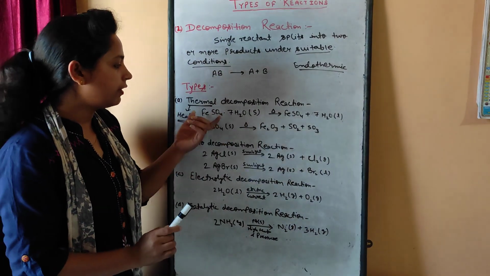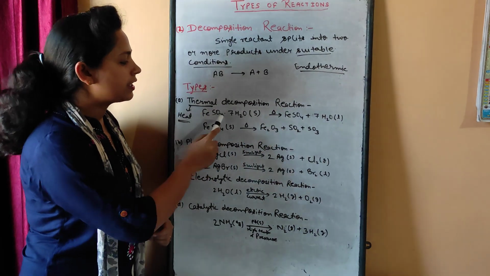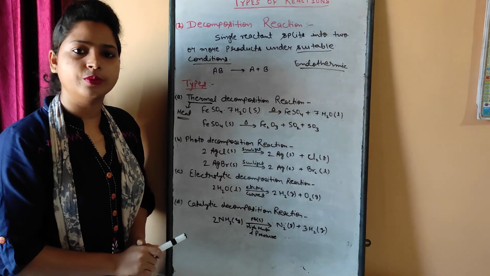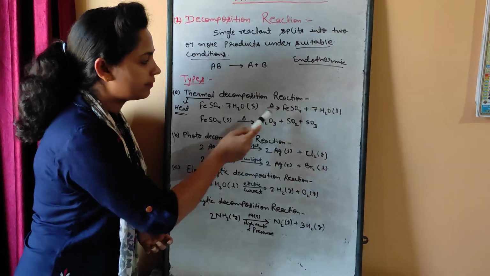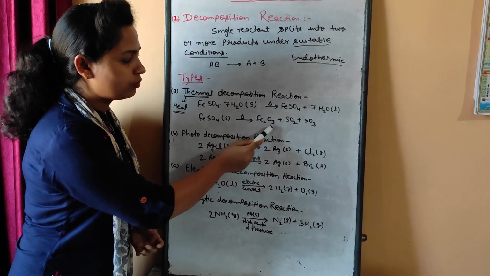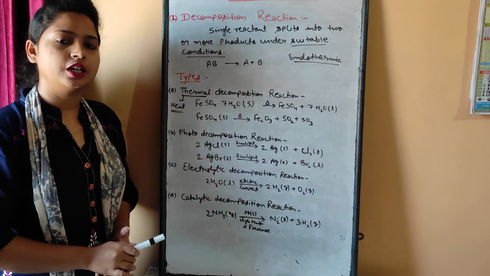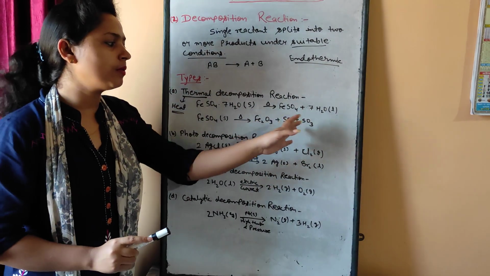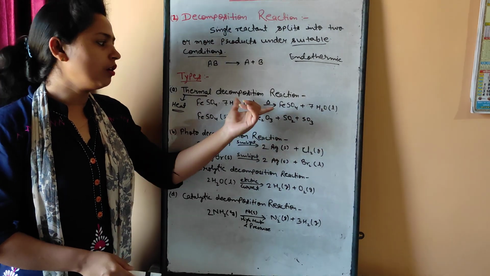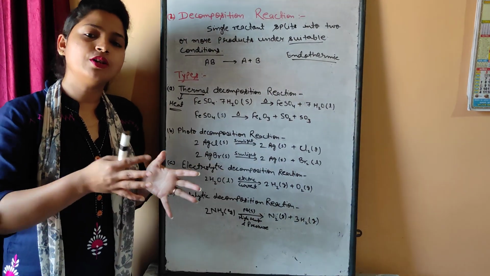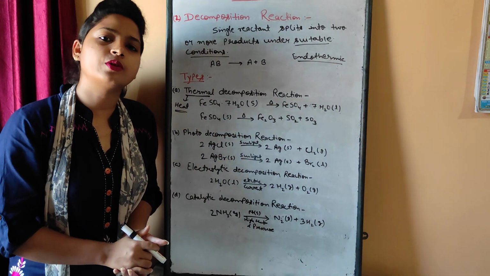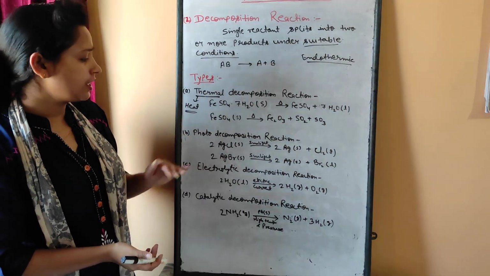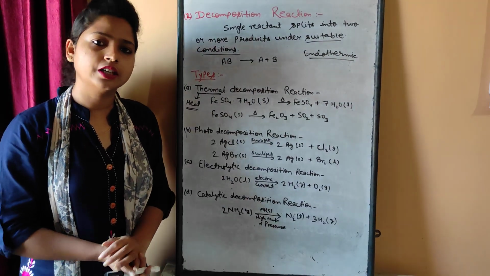FeSO4.7H2O, hydrated ferrous sulfate. Now this hydrated ferrous sulfate on heating gives rise to FeSO4 plus 7H2O. Similarly, when we heat this ferrous sulfate, we have Fe2O3 plus SO2 plus SO3. So what happens here? This single reactant breaks into 2 or more than 2 products by the supply of heat. So whenever there is supply of heat and a reactant breaks into different products, then it is called thermal decomposition reaction.